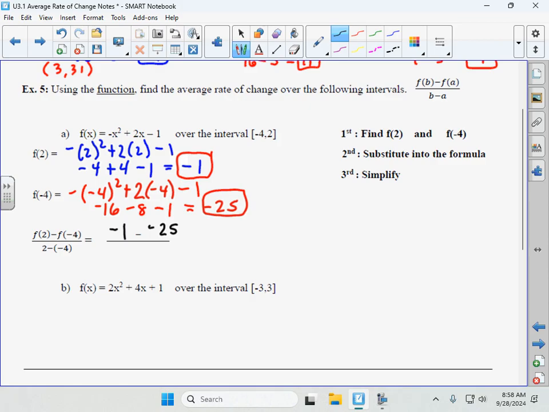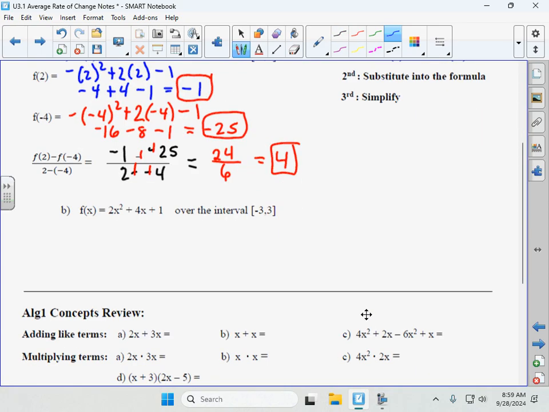All right, so again, 2 minus -4. And we can simplify this. We have a double negative on top and the bottom. So -1 plus 25 is 24. And then 2 plus 4 is 6. And 24 divided by 6 can simplify to 4. So the average rate of change over the interval -4 to 2 is +4. All right. Again, the interval from -4 to 2, -4 is your A value and 2 is your B value. And that's what you're substituting into the formula.